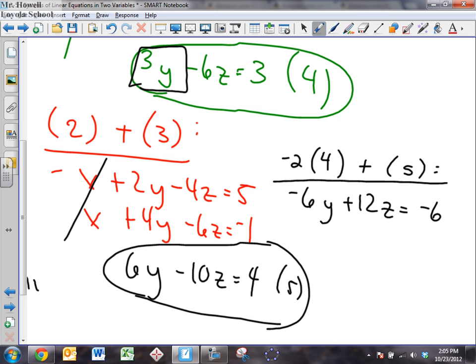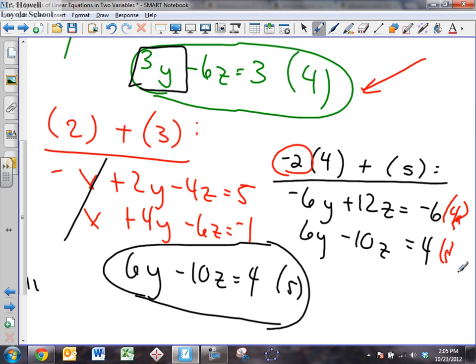And then we're going to get equation 5 and just add it down. So we have 6y minus 10z equals 4. Now, just for labeling and consistency, this first equation here, negative 6y plus 12z equals negative 6, what would I label that? What would I call that one? 4a. Because we've taken equation 4, which was right here, and we multiplied it by a factor of negative 2. So it's been altered. So this is really 4a. And we're adding equation 5 to equation 4a.